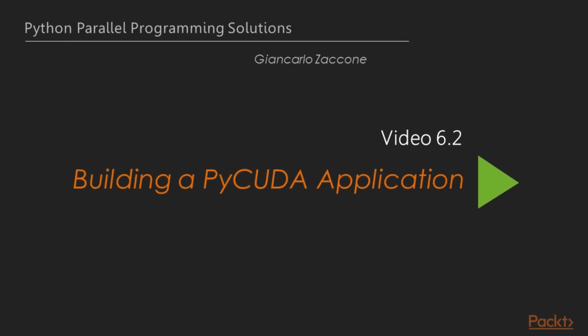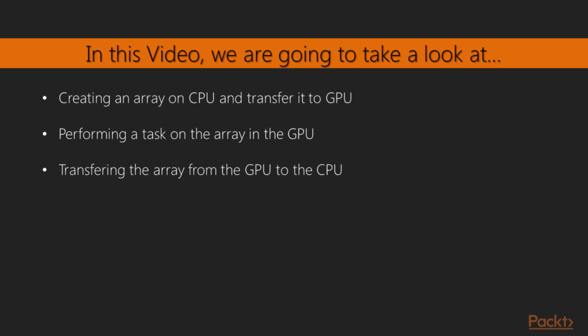So, in the previous video, we saw how to use the PyCUDA module. This is the second video, titled Building a PyCUDA Application. In this video, we'll first create an array on the CPU and transfer it to the GPU. We'll further perform a task on the array in the GPU. Then, we'll transfer the array from the GPU to the CPU. Finally, we'll print the results.